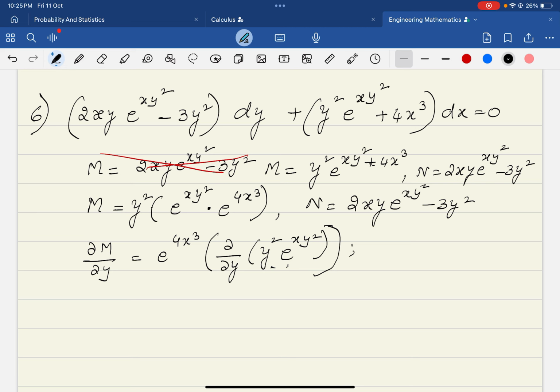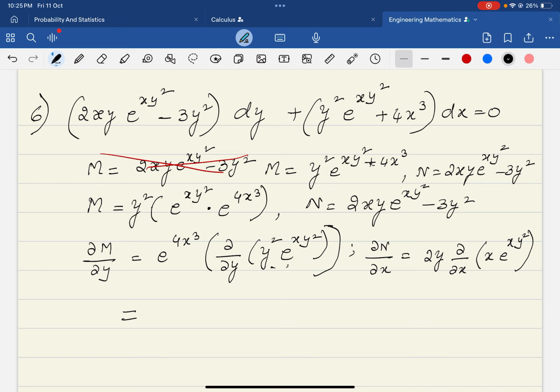Now here also, to find dou n by dou x, the constant is 2y. So we write 2y outside, and we write dou by dou x of x times e power xy square, and now the derivative of 3y square is of course 0. So that's it.